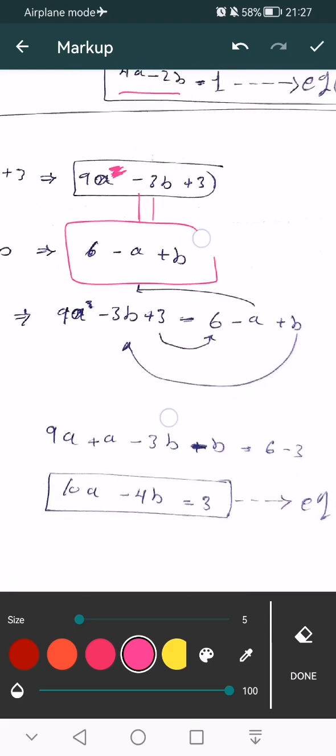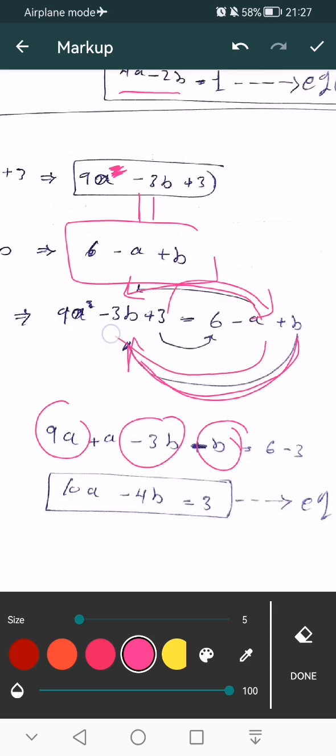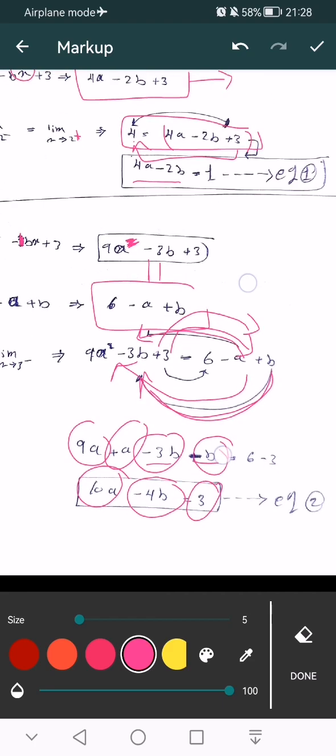All I did was move a to here, and move b to here, and move 3 to here. So b moved becomes minus b, and the minus 3b minus b. And a moved becomes plus. So plus a will be 10a, minus 3b minus b will be minus 4b, and here 6 minus 3 will be 3. So this is our equation.